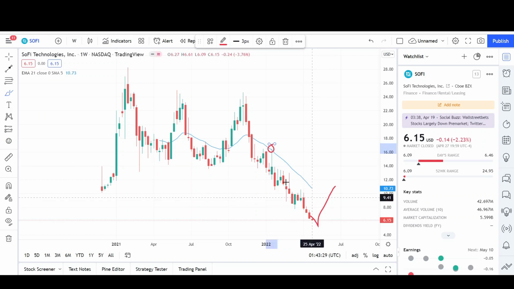But I'm still bearish on SoFi, and I'll give you guys an update if anything else changes. So I'm looking for that $5 price target. More specifically, I believe it was the $5.36 level. Just the lower $5 levels. And I'll give you guys an update if anything else changes.